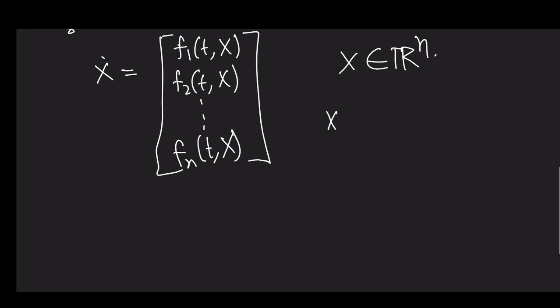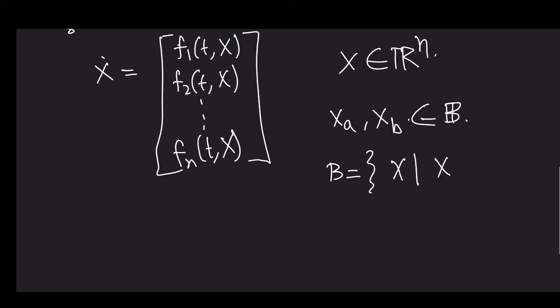If we pick up two distinct points, say xa, xb, within a region, for all xa, xb belonging to B, such that B contains all x such that the norm of x minus x naught is less than or equal to r.